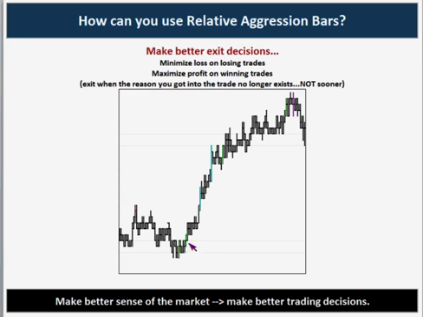Just for a hypothetical. There are a couple ways that you can use these relative aggression bars to stay in trades longer, but not too long. Not to get out too soon, not to get out too late. If you got in because you think that bulls are in control, you'd want to stay in until bulls are proving they're no longer in control. And there's a couple ways you can do that.